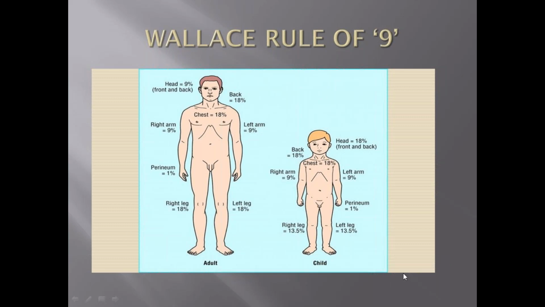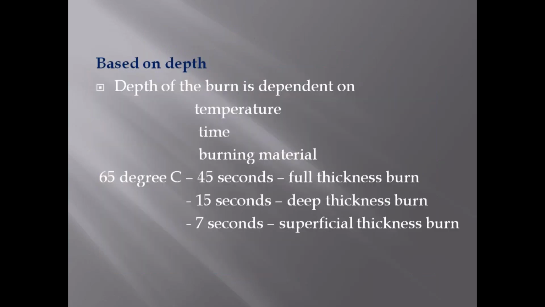Coming to the child, the only difference is that the head and neck constitute about 18%. In adults, it is only 9%. Remaining all is the same. So this extra 9% comes from the right and left leg. Here we'll have 18% in both right and left in adults. Here we'll have only 13.5%. So this 9% from here is taken to here in the child. That is the only difference. So this you should remember.